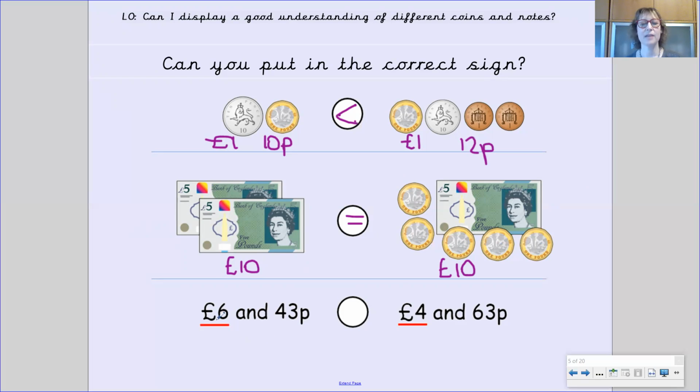On this side, we have £6 and 43 pence. And on this side, we have £4 and 63 pence. We don't actually need to worry about our pence. We can just look at our pounds. We've got £6 here and £4 here. So we know that 6 is bigger than 4. So it doesn't matter how many pence we've got because the pounds are bigger.